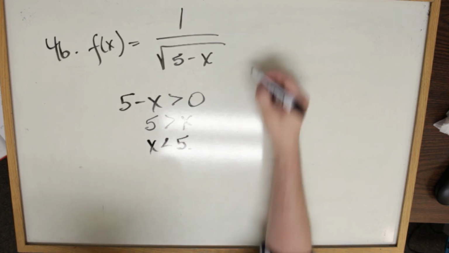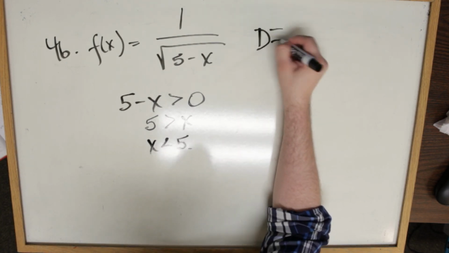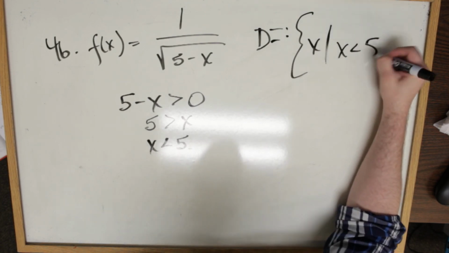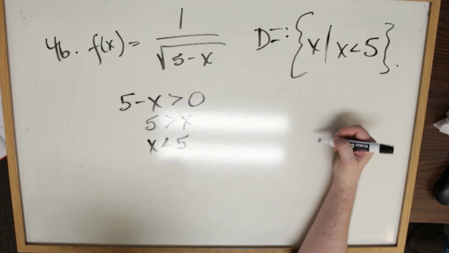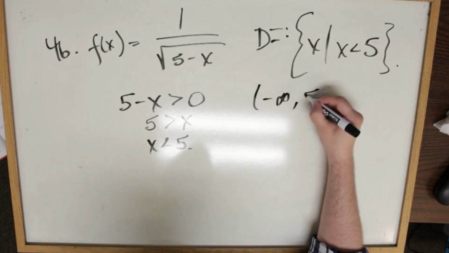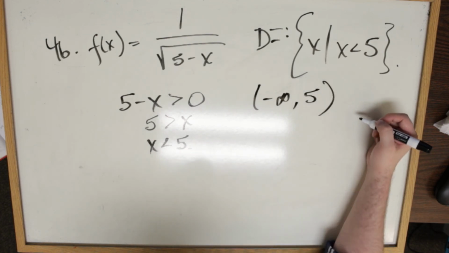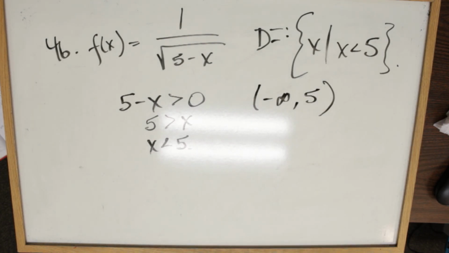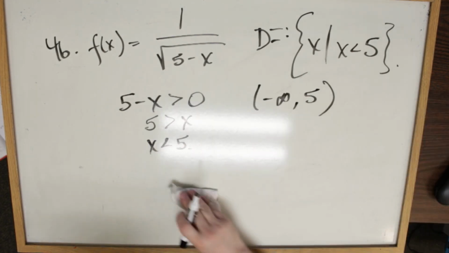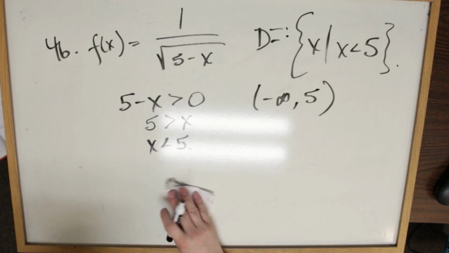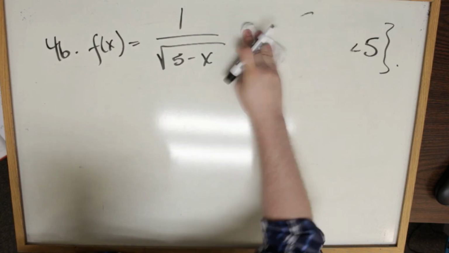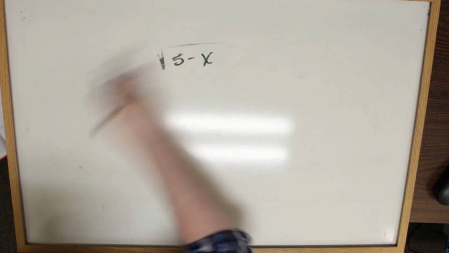Okay? So again, the domain in this case, x such that x is less than 5. That's the set builder way of writing it. Or you can do negative infinity to 5, and it's going to be open brackets. So these are, again, just two ways of writing the domain, but really this is one of those cases that involves multiple considerations. You got to think about all the ramifications of that problem. Okay. All right, moving on.